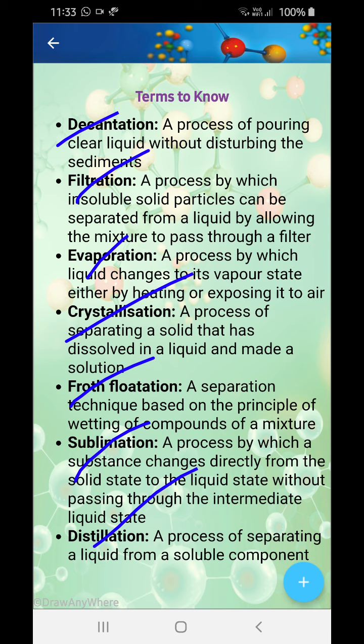Next, flotation. The separation technique is based on the principle of wetting of compounds of a mixture. Okay, this I need a diagram to show you.